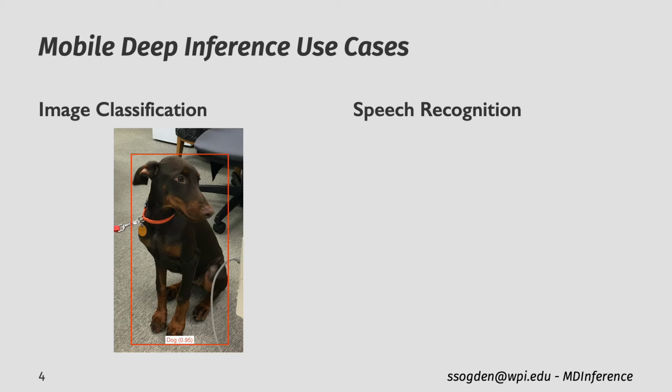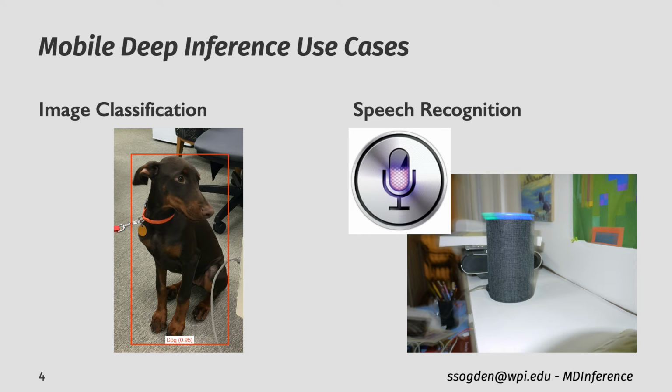Another common use is speech recognition. This is used in virtual personal assistants for understanding users and responding to their needs. These take in speech and use a deep learning model to perform natural language processing and search for relevant information. While these are both very common, in this work we focus on image classification since it is a more straightforward example and consists of a single deep learning step.